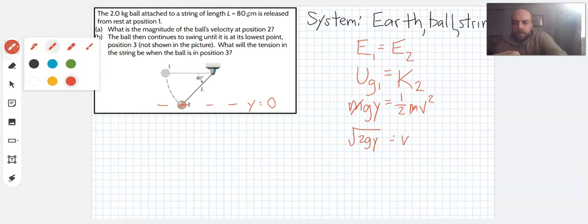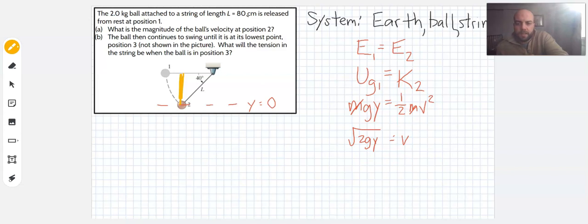Now figuring out that height involves a little trigonometry. But I can realize that that height is right there, that's y. L is the length of the string, which is 80. So this is just going to be the square root of 2 times 9.8 newtons per kilogram multiplied by 0.8 meters times the sine of 40 degrees. And that's going to give us our speed at position 2.